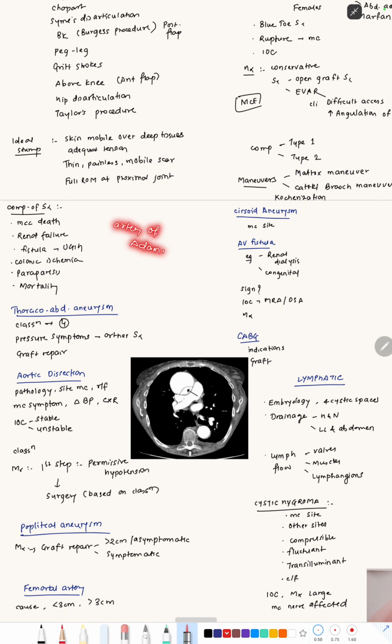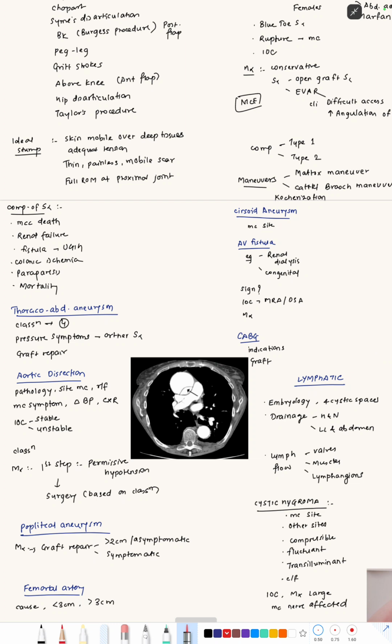Artery of Adamkiewicz, it supplies the anterior spinal artery, and because of which it leads to paraparesis. And the mortality chances, I would say for elective surgery, the mortality chances are 2 to 3%, but however if it's an emergency surgery, then the mortality chances are about 50%.